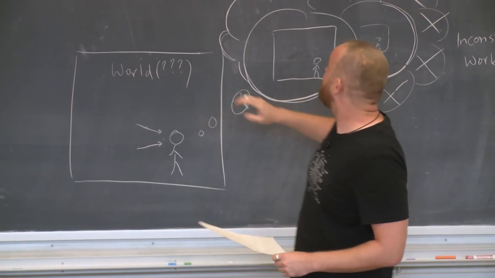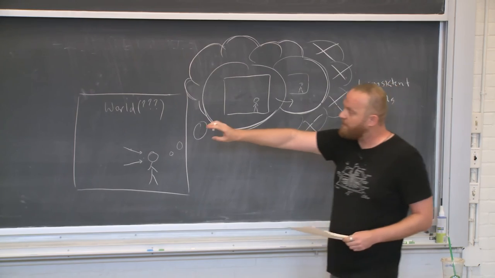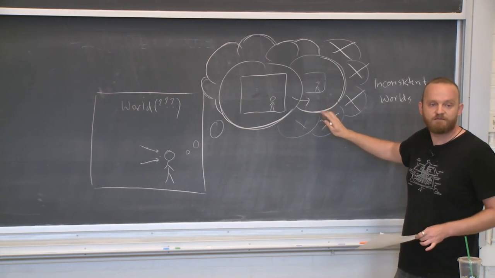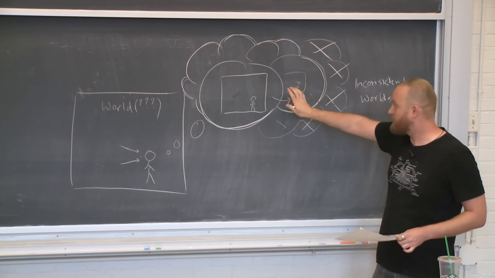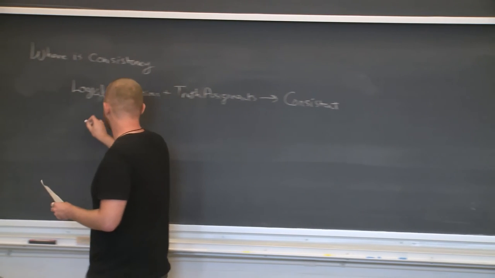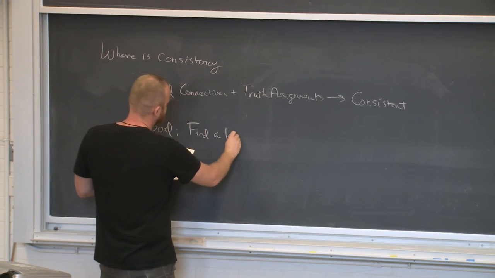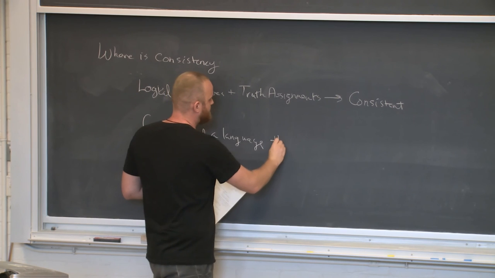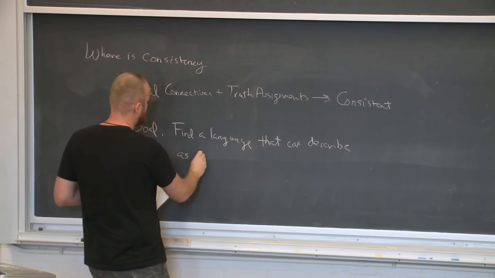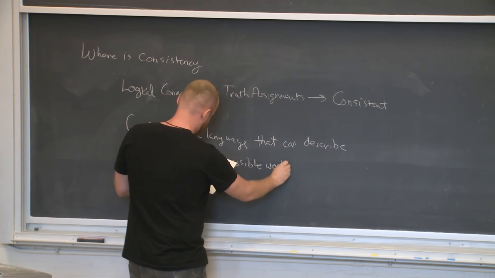What this means is that we'll find that a bunch of the worlds are inconsistent worlds. And by looking at how logical connectives gel with the truth assignments, we'll be able to kill all the inconsistent worlds. And what we'll have left are the consistent worlds that we can talk about using the language. So our goal is going to be to find a language that can describe as many possible worlds as possible.